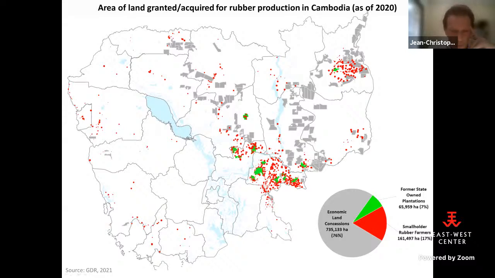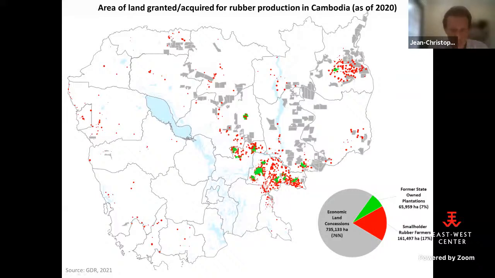The former state-owned enterprises are located here in basically the cradle of rubber, where rubber started long ago during the colonial time, in the provinces of Kampong Cham and Tboung Khmum. All the ELCs are located in the eastern part of the country, on the right side of the big lake, and cover, as you can see, a huge area. 76% of the total area granted for rubber production is basically inside ELCs.